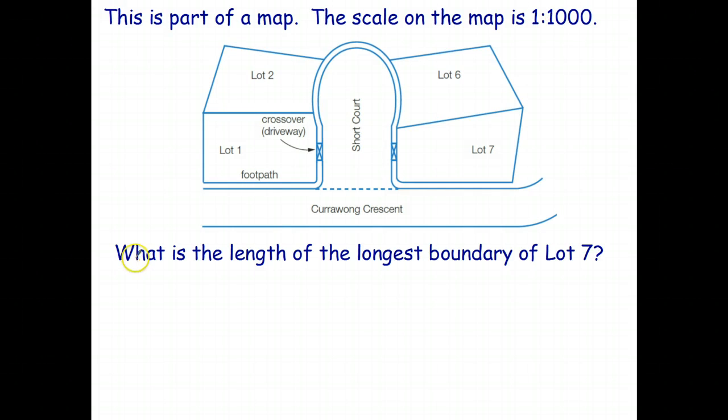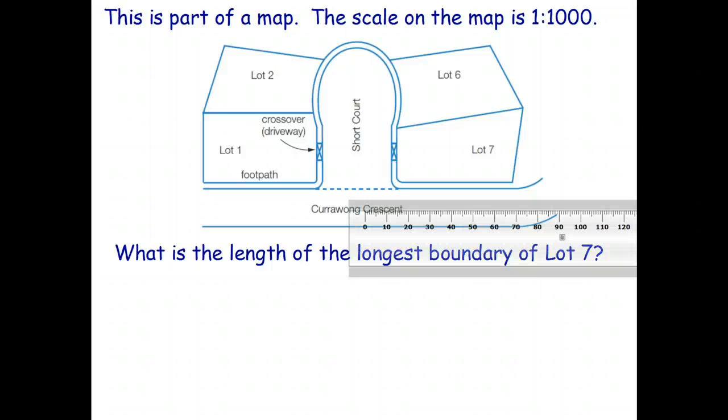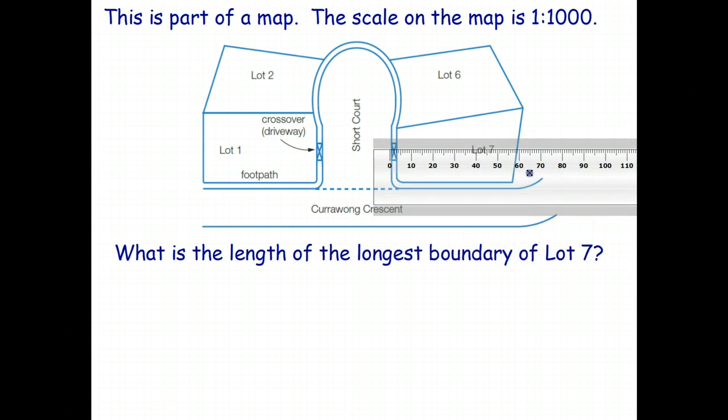Okay, so the question is, what is the length of the longest boundary of lot 7, which is that length just there, with a scale of 1:1000. So pretty much all we have to do is measure that in millimeters, multiply by 1,000 to get the actual length, and we can leave it in millimeters or convert to meters. The question doesn't say which units they want it in. Anyhow, let's get out our ruler and do some measuring.